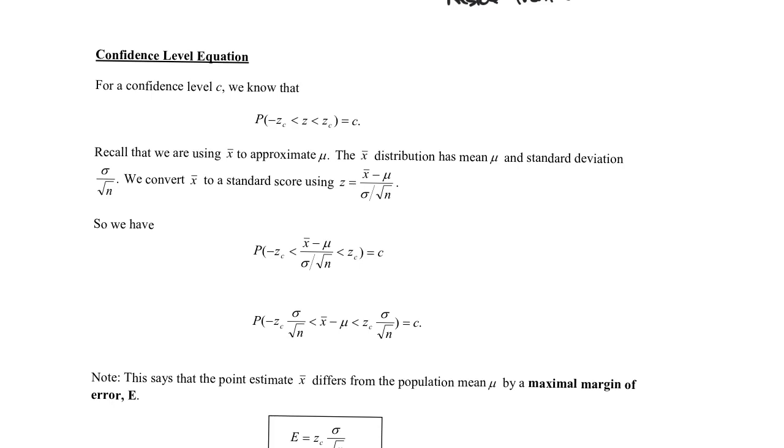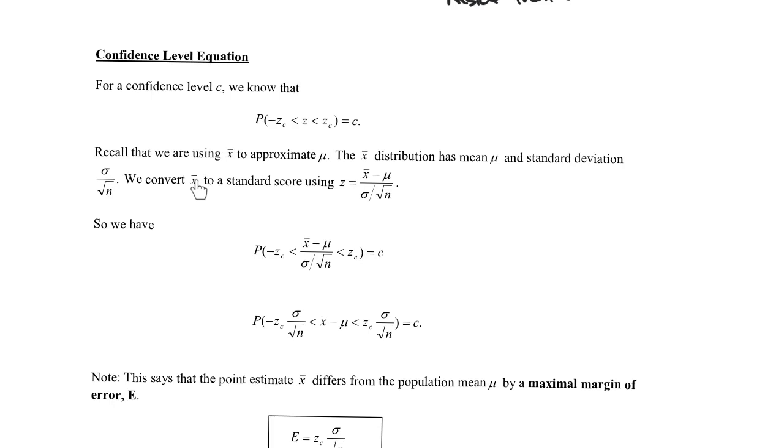So we start off here with something that we just talked about. For a confidence level of C, we know that this is true. Just to make an easy example, if C had been 0.68, we know if this is -1 and this is +1, that would work, right? So generally speaking, we have this. Also, we're going to use x bar to approximate mu. We're going to use our sample mean to approximate the population mean. And the x bar distribution has mean mu and standard deviation of sigma divided by the square root of n. We saw this in section 6, basically 6.4 and 6.5.